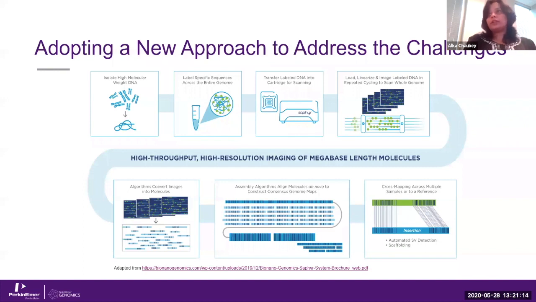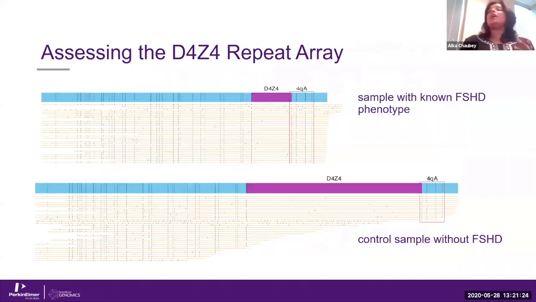And this is what we really need to know. And this is how we can differentiate between chromosome 10 molecules, chromosome 4 molecules, and chromosome 18 molecules. So how does this look? What you see in the top panel, actually, let's look at the bottom panel first.